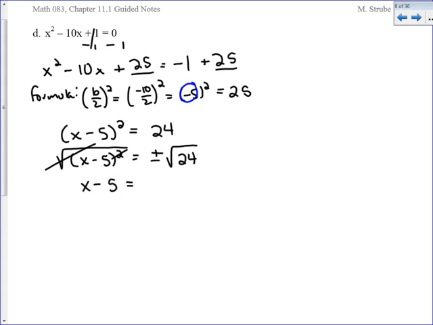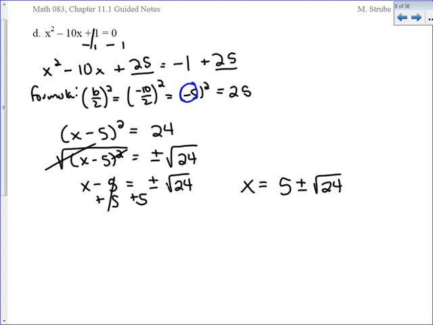So I have plus or minus the square root of 24. I always solve first, so I at least know I have an answer for x in case I can't get the simplifying. So I have 5 plus or minus the square root of 24. Square root of 24, can I simplify it? What's my product for 24?